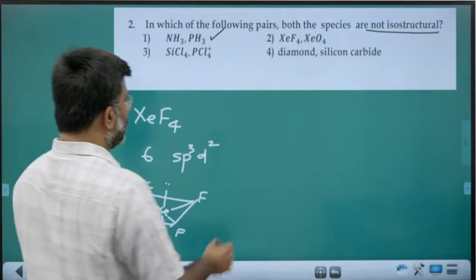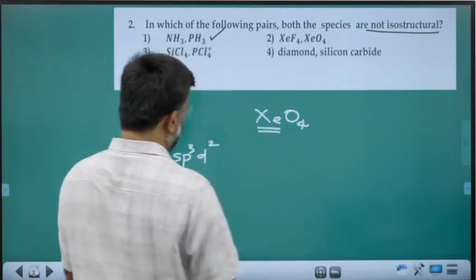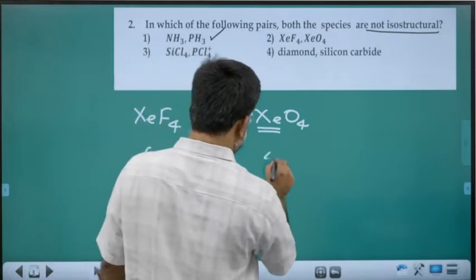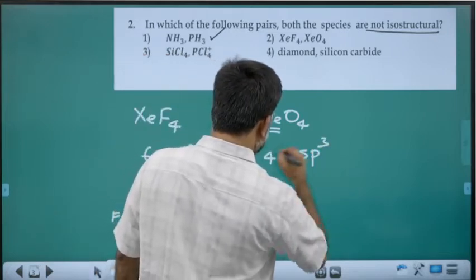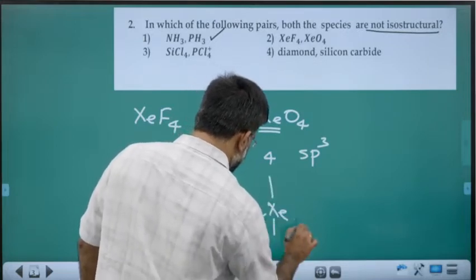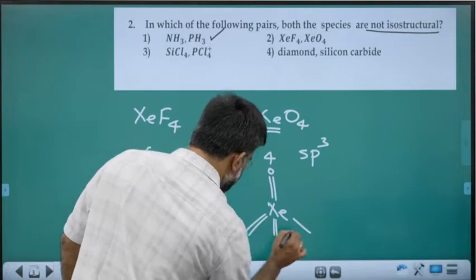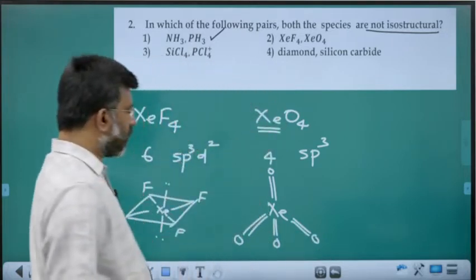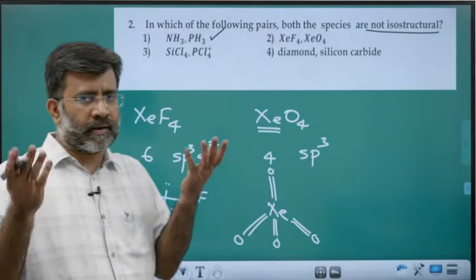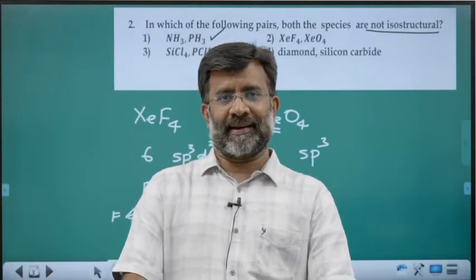Now, what about XeO4? In XeO4 there are 8 valence electrons, so there are 4 pairs, and it goes for sp3 hybridization. So it is Xe with 1, 2, 3, 4. This is XeO4 and it is tetrahedral. They are not isostructural. One is square planar and the other is tetrahedral.